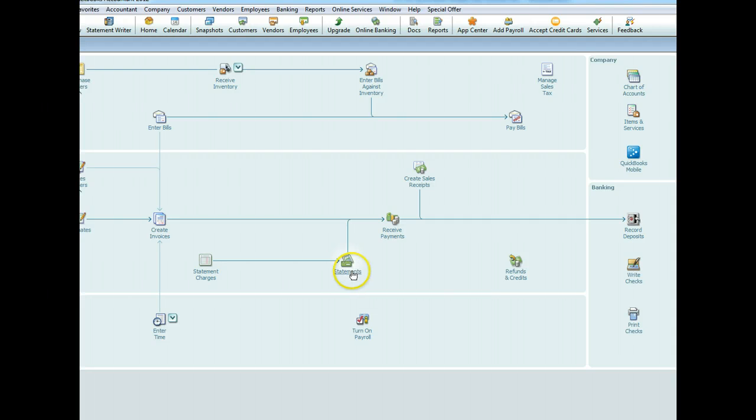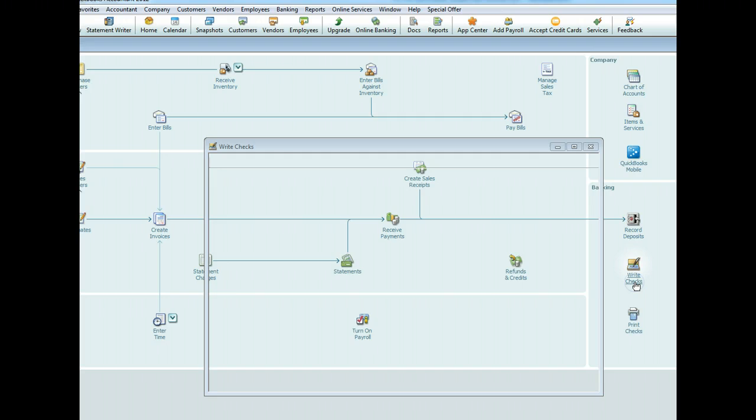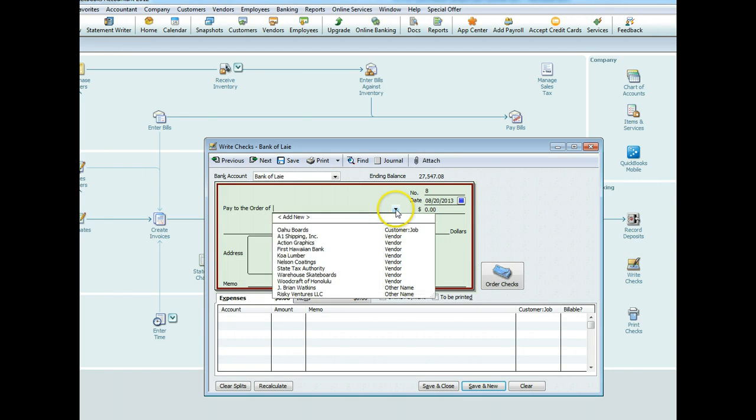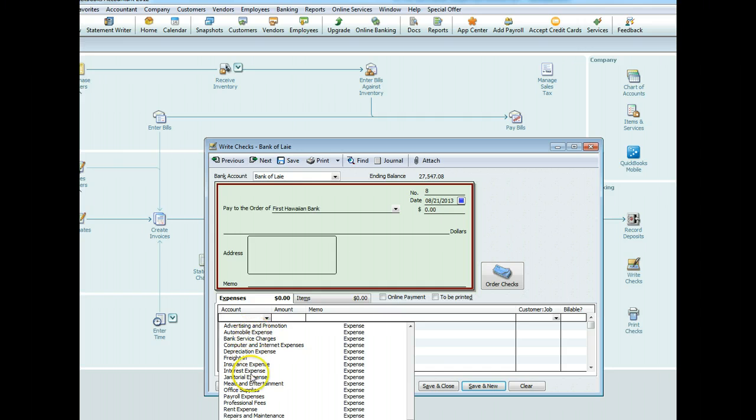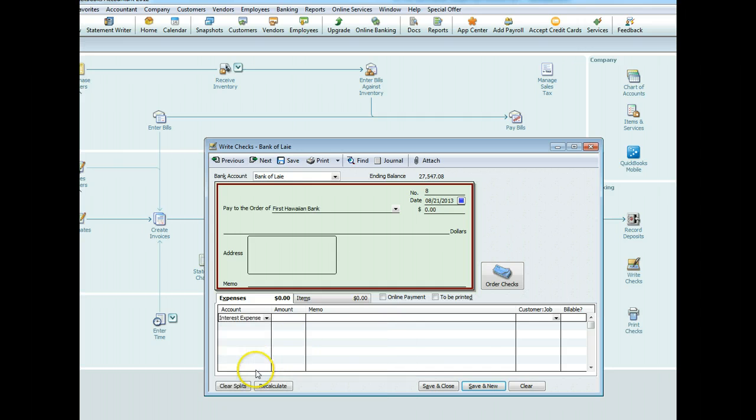Done. Okay, now using check number 8, we're going to make a loan payment. Our loan is with First Hawaiian Bank. It's the 21st. And we know that our interest expense is 166.67. So first month interest on loan.